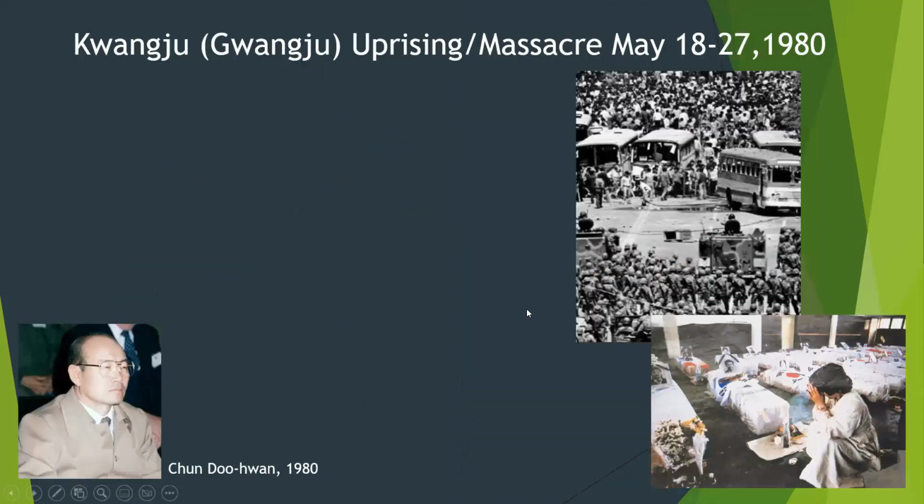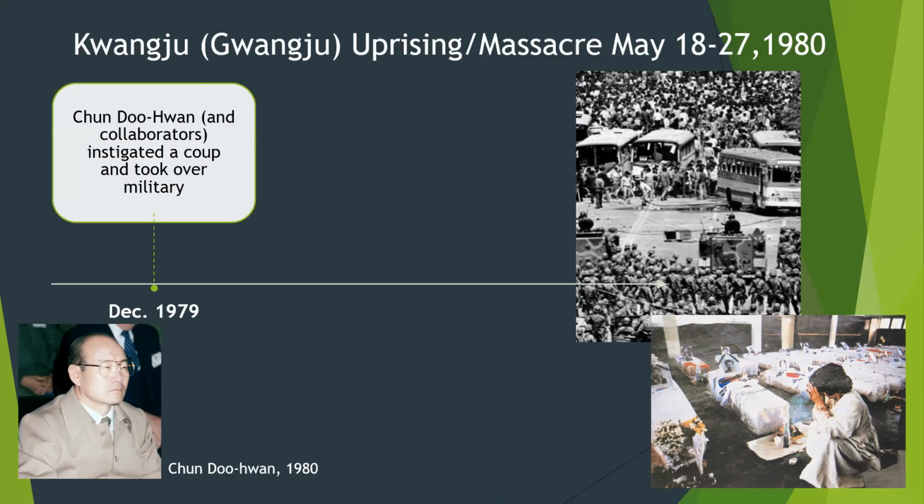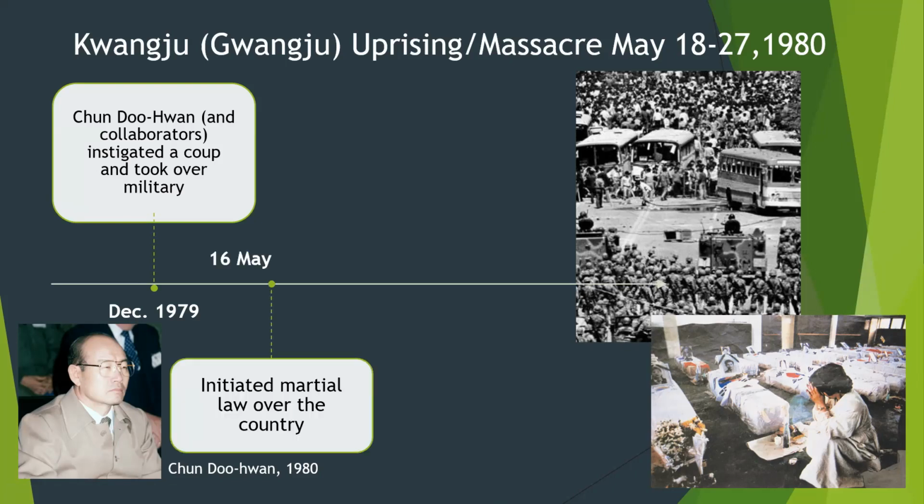All right, so let's talk about Gwangju. Basically all this is leading towards Gwangju, especially his assassination. After his assassination, the main person who took over was Jeon Doo-hwan, and he was only slightly less dictatorial than Park Chung-hee. In December 1979, Jeon instigated a coup to take power, and then he initiated martial law over the entire country on May 16th, 1980.